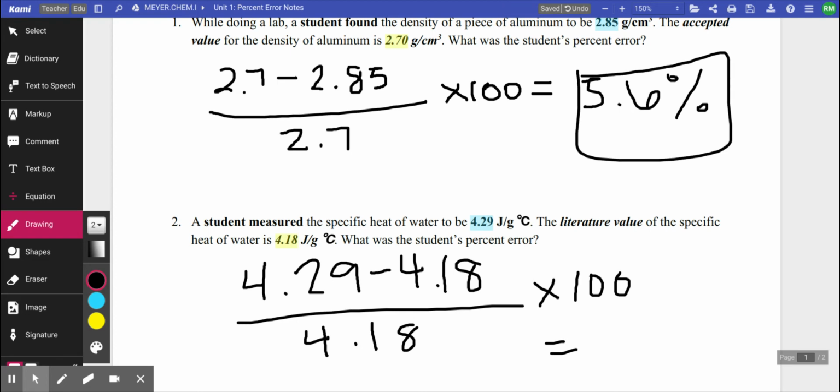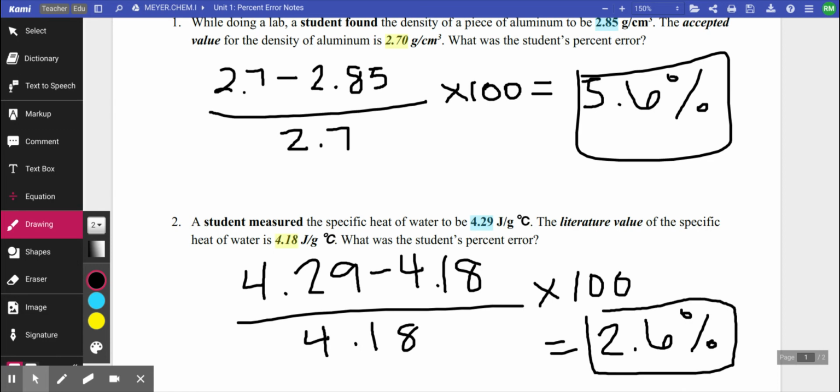So go ahead, plug this into your calculator, break it apart into 3 steps. Subtract, hit enter, divide, hit enter, times by 100, hit enter. The number you should have got would be 2.6, and make sure you label it with a percent sign. Okay, that is your final answer.